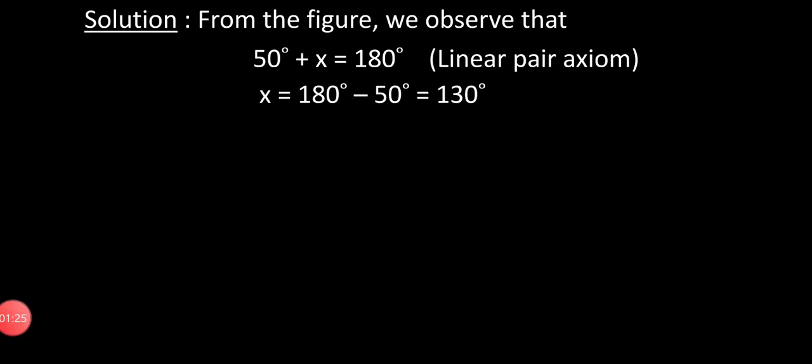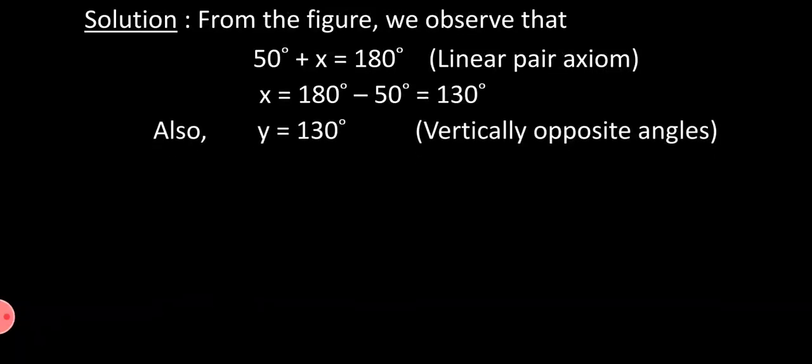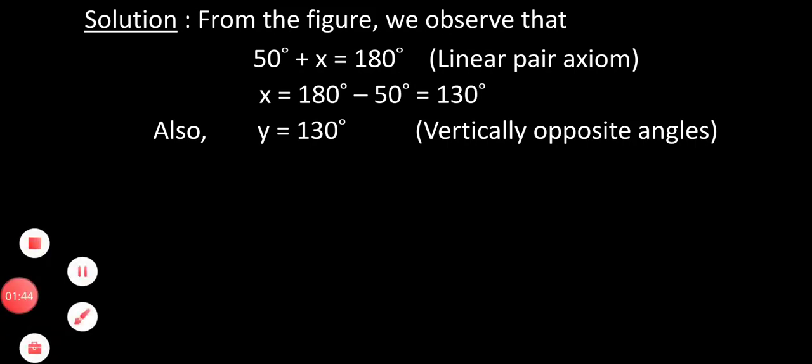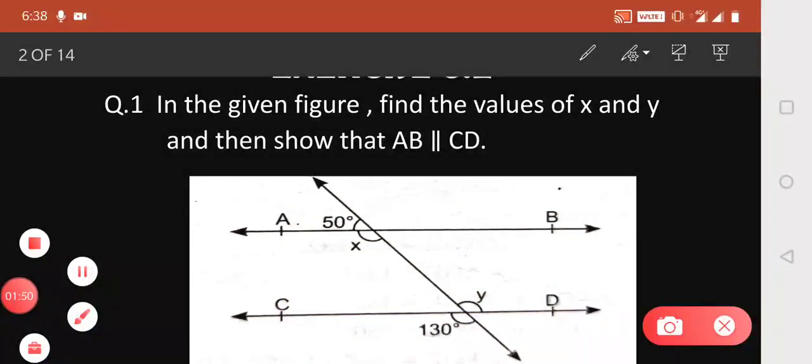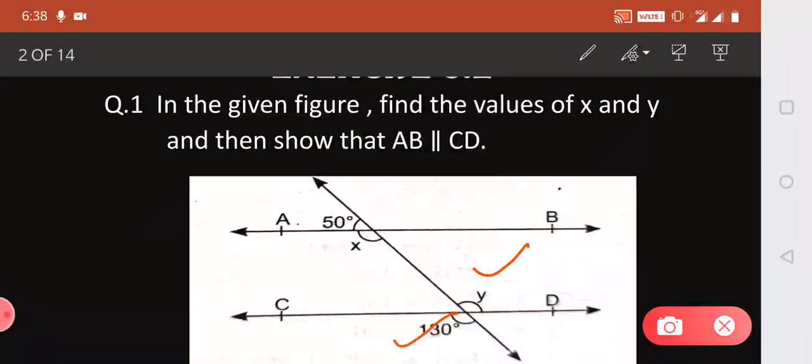Further solving, we get x equal to 180 degree minus 50 degree, that is, value of x equal to 130 degree. Also y will be 130 degree because it is the vertically opposite angle where the measurement is already given as 130 degree. You can see in the figure that value of y will also be 130 degree because the vertically opposite angle of y is given as 130 degree.